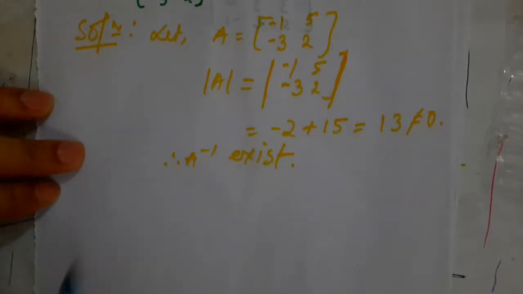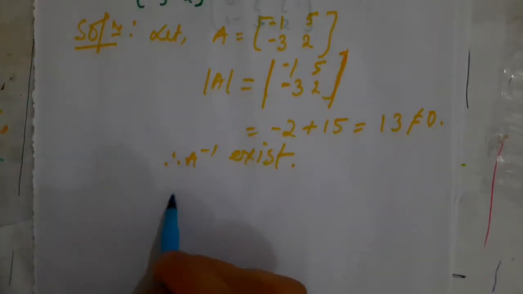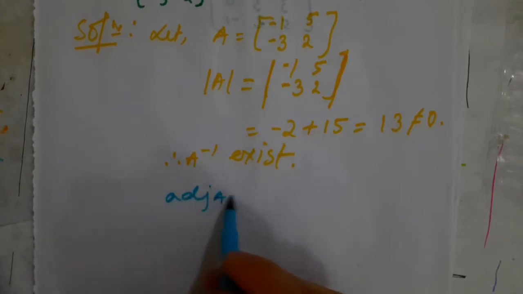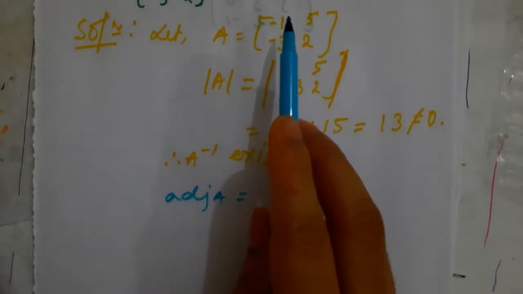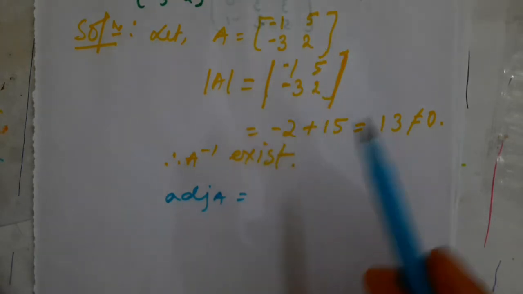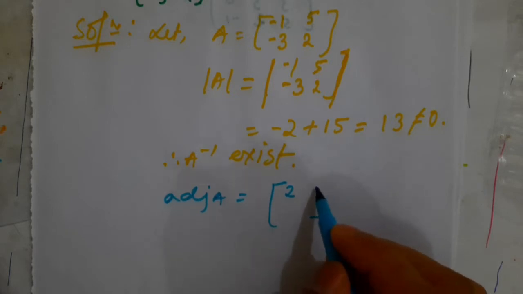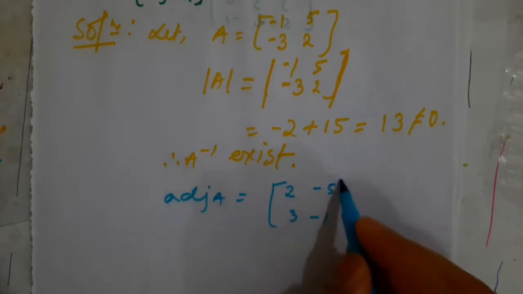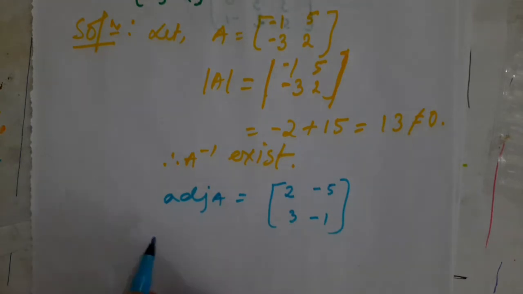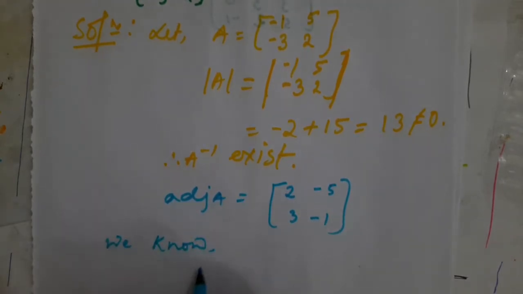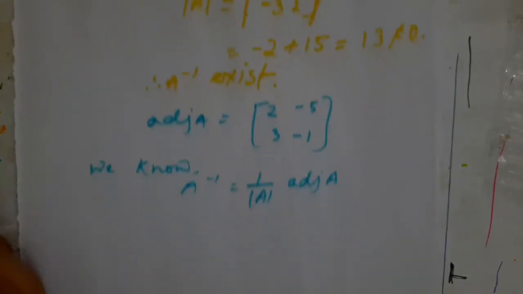Now we need to find A inverse. To find A inverse, first we need to find the adjoint of A. As A is minus 1, 5, minus 3, 2, what is the value of its adjoint? That is 2, minus 5, plus 3, minus 1. We know A inverse equals 1 by determinant of A times adjoint of A.